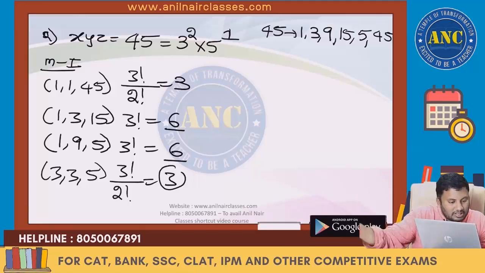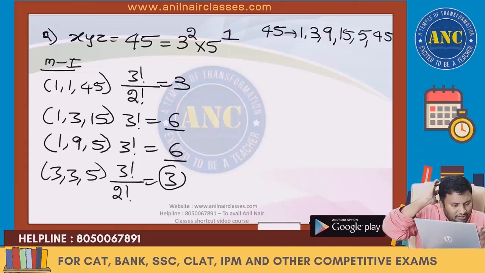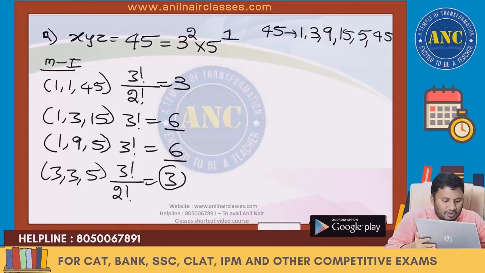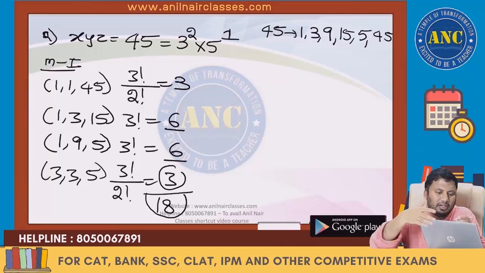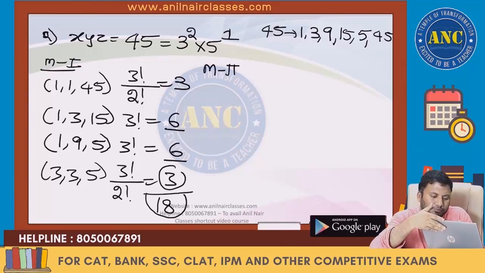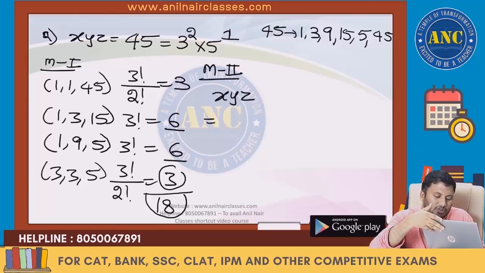Next one, is there any other case? 15. 15 is 5, 3, 3. All the cases are taken. So according to this, we are getting the answer 18. Method number 2: xyz. Let these xyz have some powers.